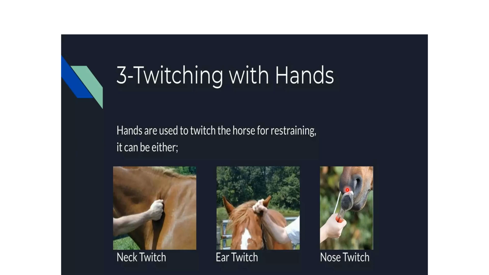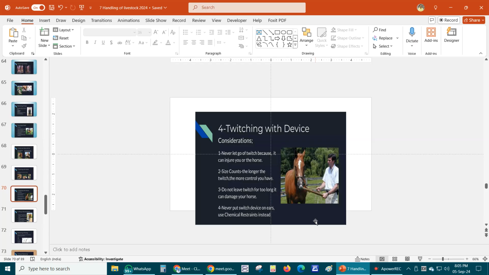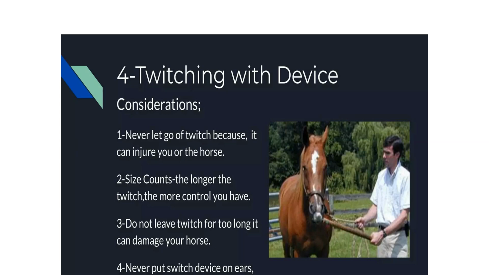Twitching with the hand. Hands are used to twitch the horse for restraining and can be either a neck twitch, an ear twitch, or a nose twitch. All these things can be used in a horse. So this is the method of how the twitching devices can be used, especially in the horse.